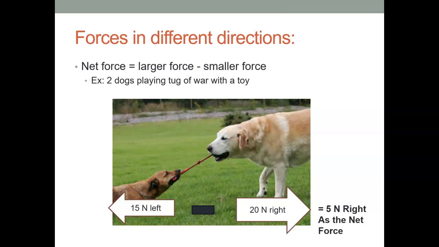In this particular situation, you have the larger dog, who has 20 newtons to the right, pulling in one direction for the game of tug of war. On the left, you have the smaller dog who's pulling 15 newtons to the left. When you take the larger force of 20, subtract the smaller force of 15, you are left with 5 newtons. If you notice, the answer is 5 newtons to the right because that is your net force, because you have more newtons going to the right than you do going to the left.